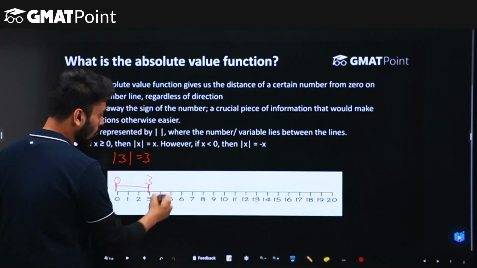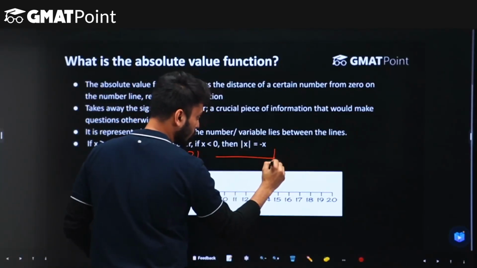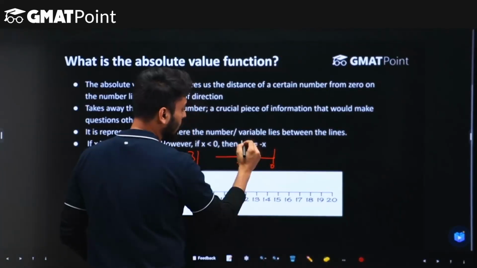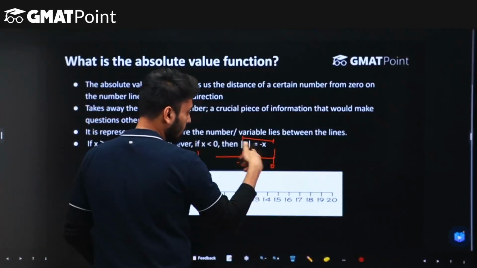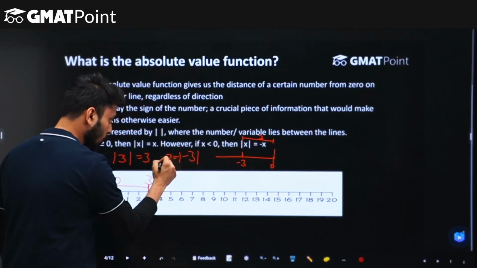If I was to write mod of minus 3, this would tell me the distance on the number line from the point 0 to the point minus 3. And because distances can only be positive, right? You can't have minus 3 kilometers. This will also be 3. So mod of minus 3 is also 3.